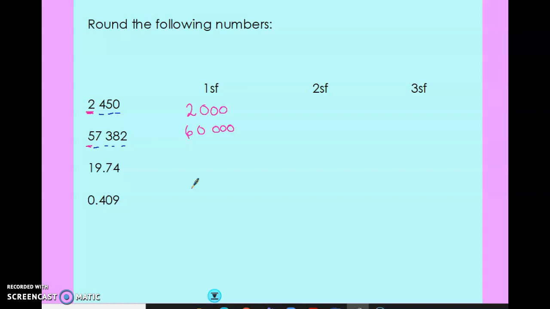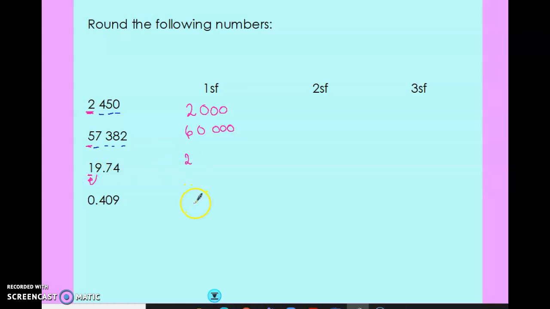Next one we've got 19.74. Again, I just want one number other than zeros. So looking at this one here, my first significant number is 1. After the 1 is a 9, so the 9's going to push that 1 up to a 2.